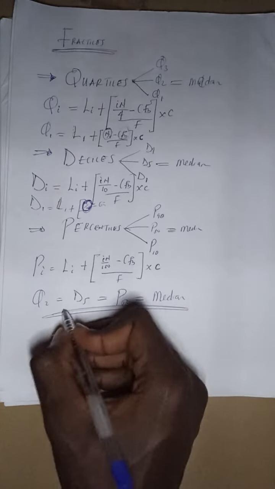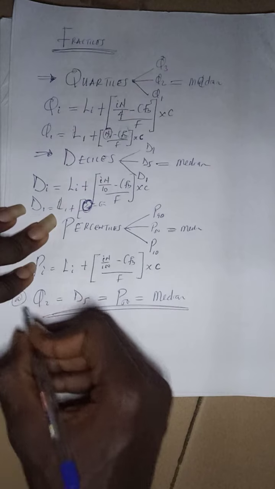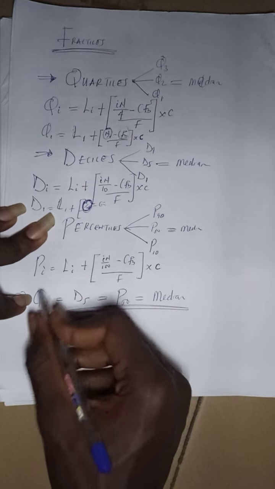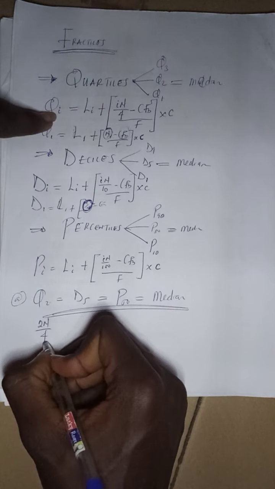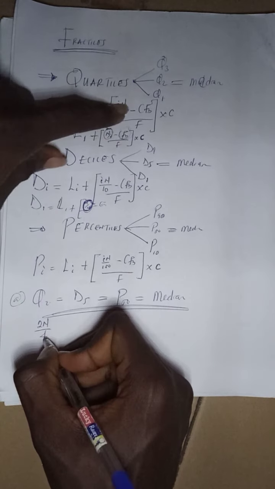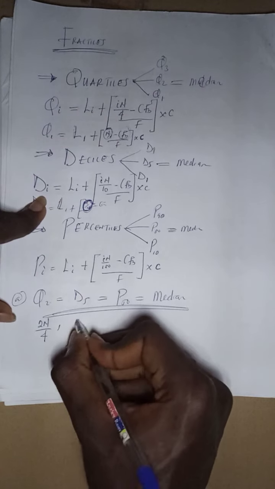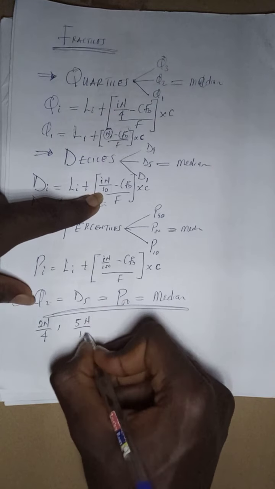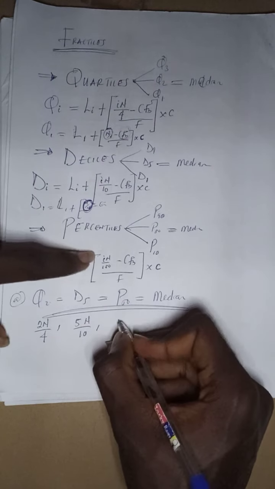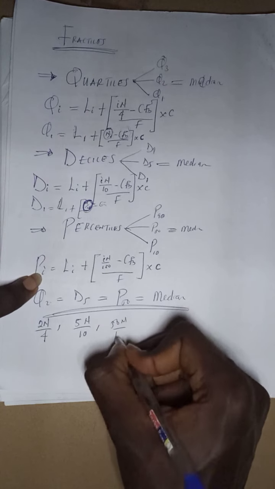So how can I easily detect this, instead of writing out all the formulas? If you are asked which of the following is correct, this is correct. Do you know why? Q2 means you are expected to have 2n over 4, yes or no? If you have Q2, L2, 2n over 4, the 2 cancels, you see, this is that. And D5 means you are supposed to have 5n over 10, okay? And P50 means you are supposed to have 50n, where i is 50, right? 50n over 100.